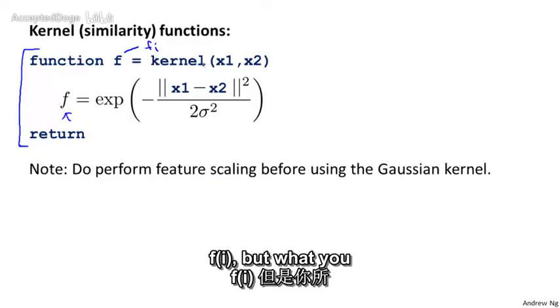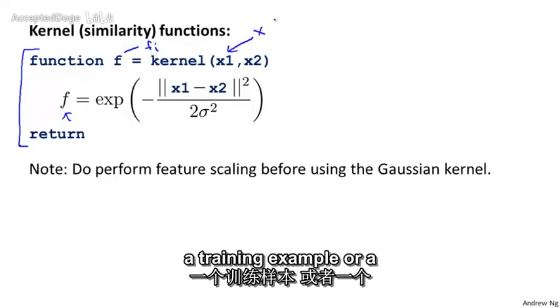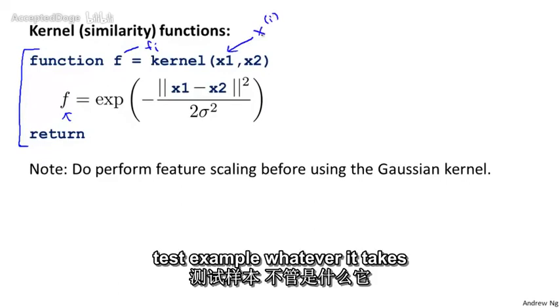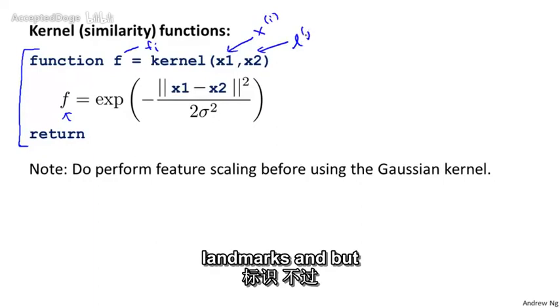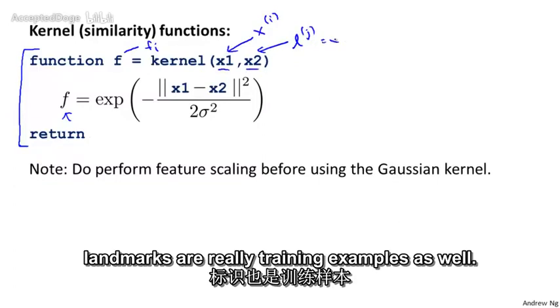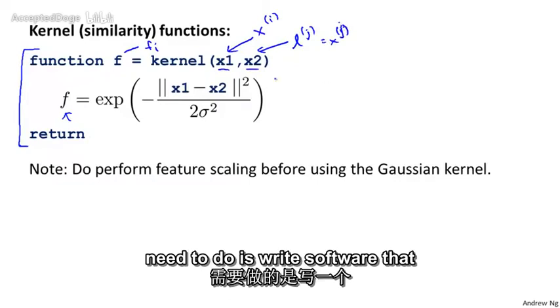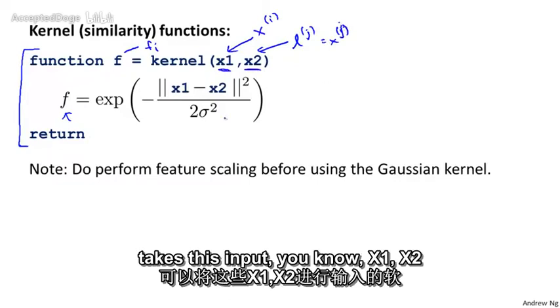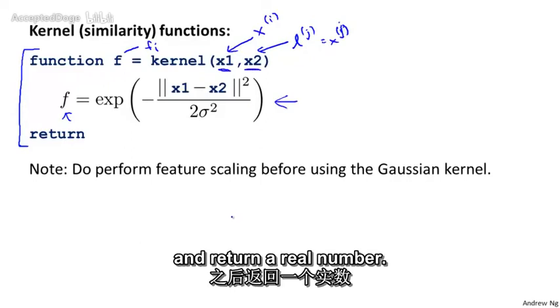But what you need to do is write a kernel function that takes as input a training example or a test example, whatever, some vector x, and takes as input one of the landmarks. I'm calling them x1 and x2 here because the landmarks are really training examples as well. What you need to do is write software that takes as input x1, x2, and computes this sort of similarity function between them and returns a real number.